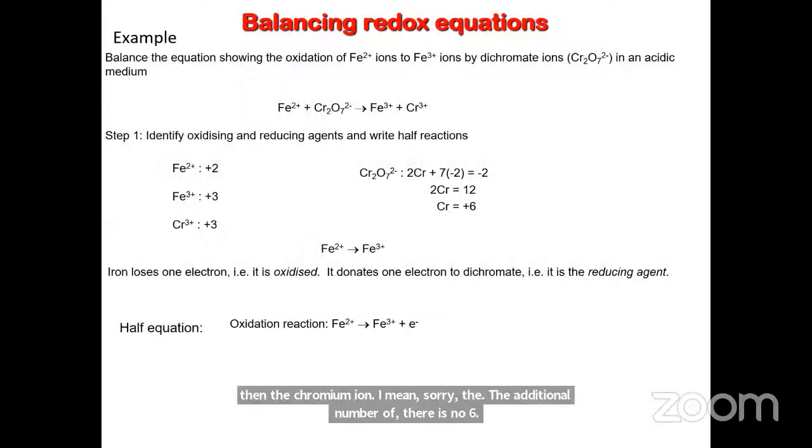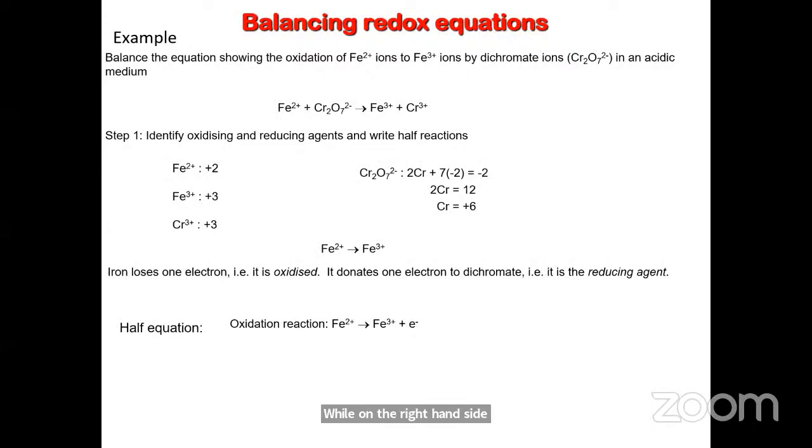While on the right-hand side, it is chromium 3+. So Fe2+ going to Fe3+ means that iron is oxidized, so it is the reducing agent. The half equation for that becomes Fe2+ going to Fe3+. As you can see here, unlike the last example we did, this is another way to actually solve or balance the equation.